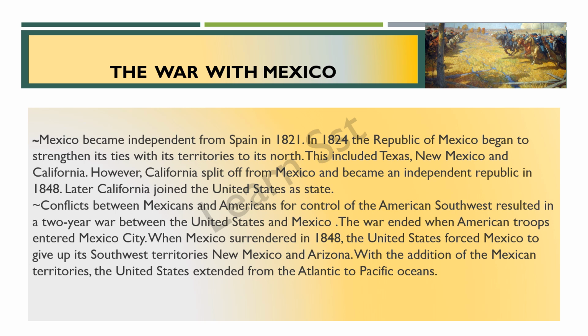Now, conflicts between the Mexicans and the Americans for the control of the American Southwest resulted in a 2-year war. And this was a war which was fought between these two countries, basically for the Southwest region. And the war ended when the Americans became victorious. They entered the city of Mexico. So the Mexicans had to surrender in 1848. The United States forced the Mexicans to give away the territories of New Mexico and Arizona. So, with the addition of the Mexican territories, the United States extended itself right from the Atlantic to the Pacific Ocean.